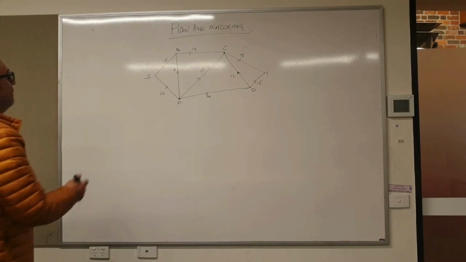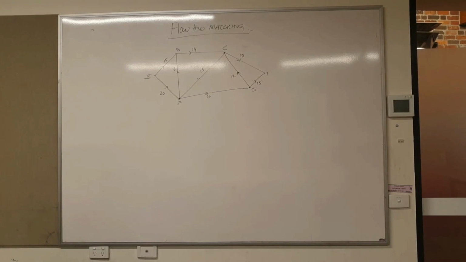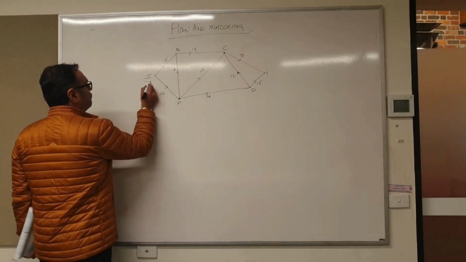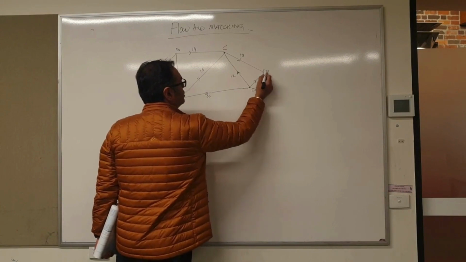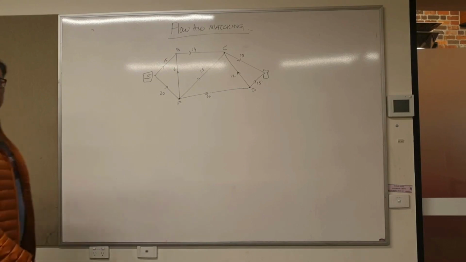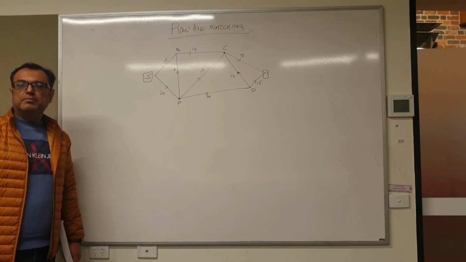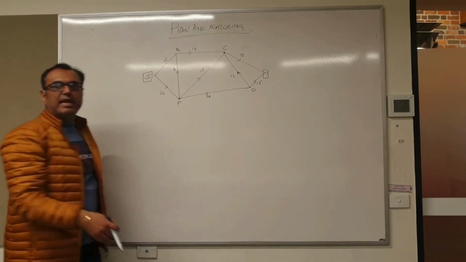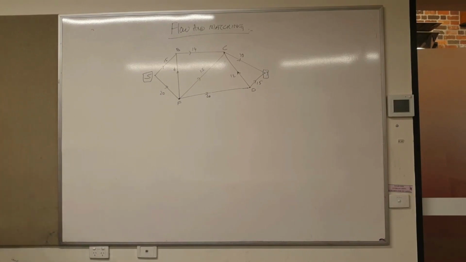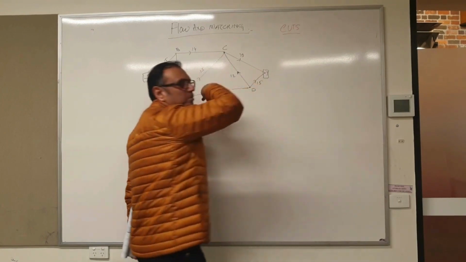Now let's say I want to find the maximum flow from S to T. If I use my earlier method, I will go mad trying to find the paths and then taking the minimum and then looking at what the maximum T can handle, and so on. So what I now do is I use something called a cut.